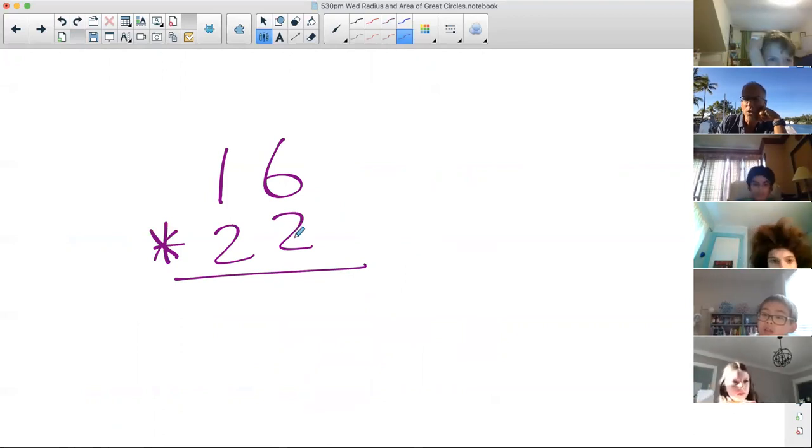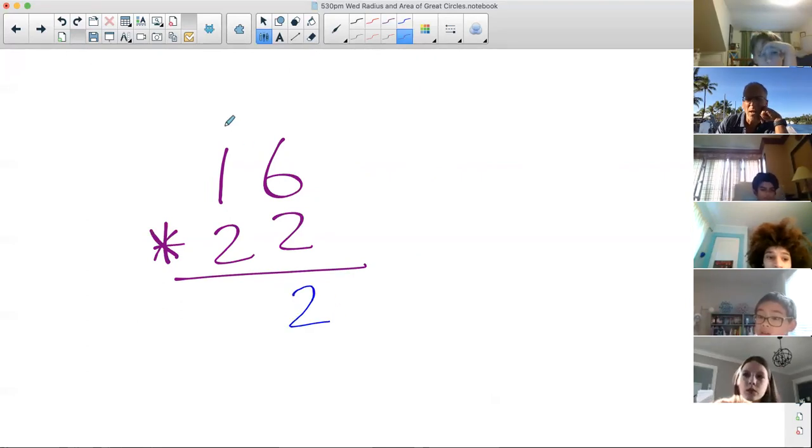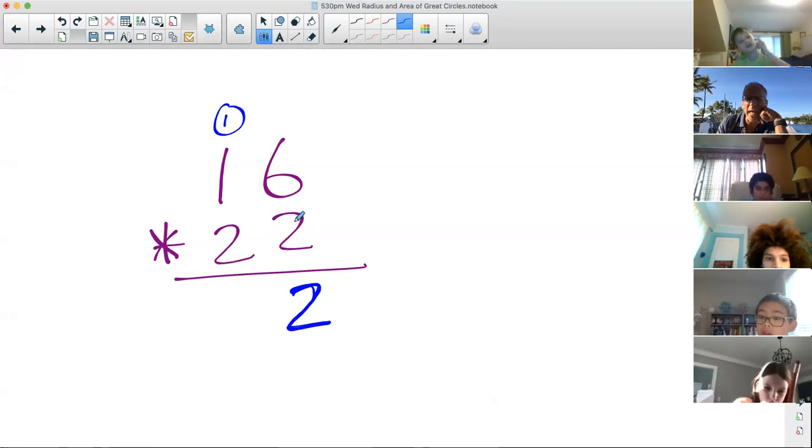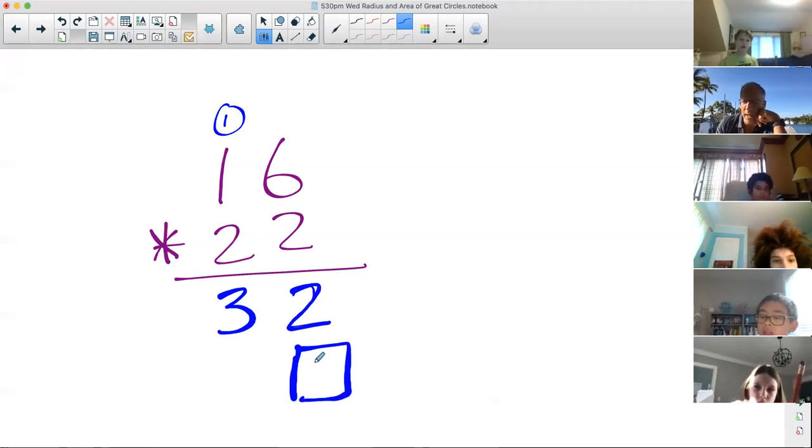Ready, go. 2 times 6 is? 12. Here's the 1. Do it again. 2 times 1 is 2, plus 1 is 3. Now, this 2 is not a 2, it's a 20. So we need a placeholder, and I usually put a little smiley face.